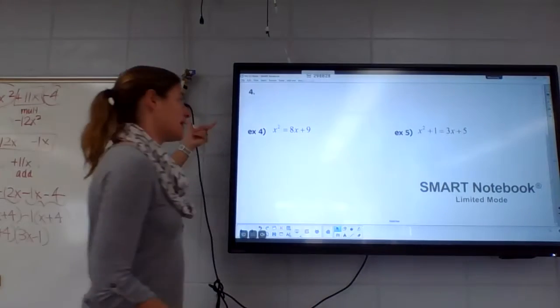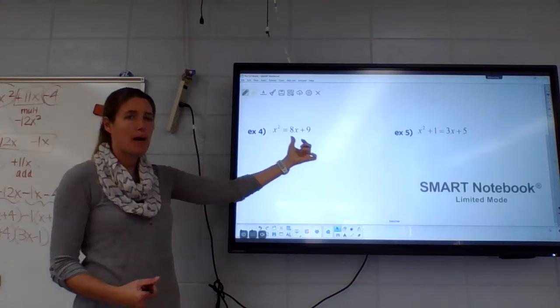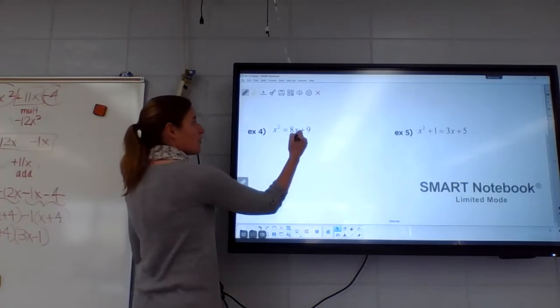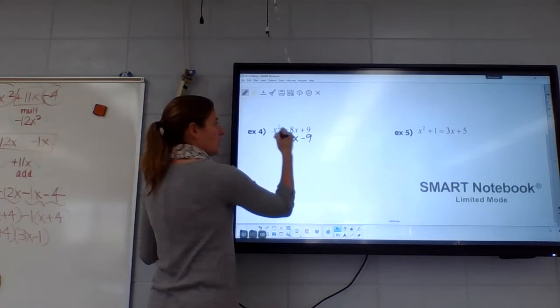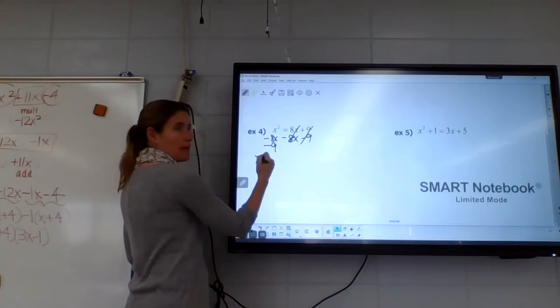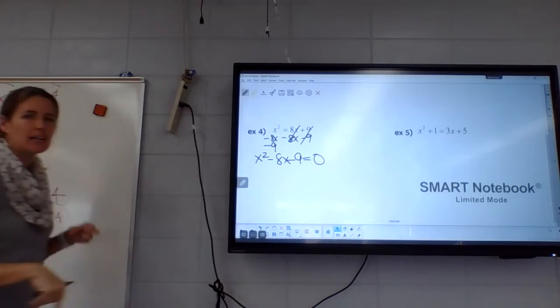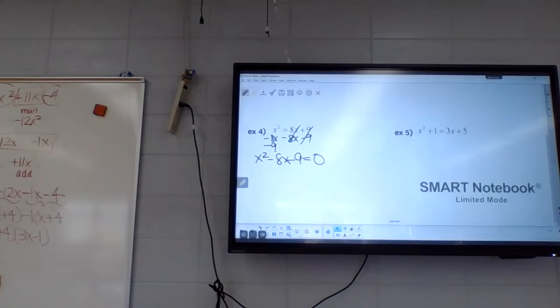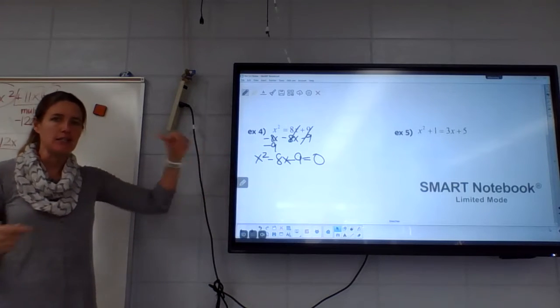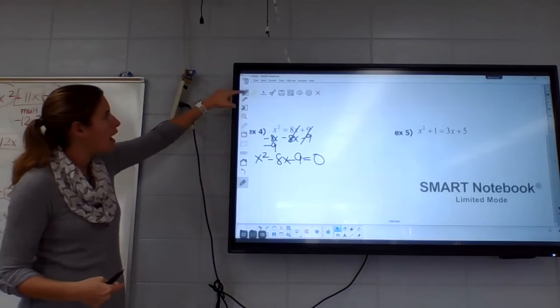On number 4, even though initially it doesn't seem easier, I think it's better to move the 8x and the 9 over. The reason for that is I want my x squared to be positive. If I move the x squared to be negative, that's one more layer of difficulty. It's possible still to do it that way, but it's probably easier to make x squared positive. So that's a strategy that I would suggest.